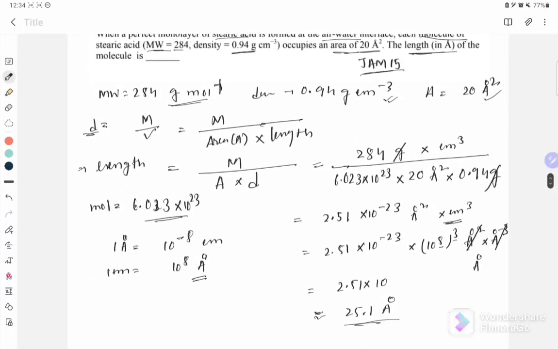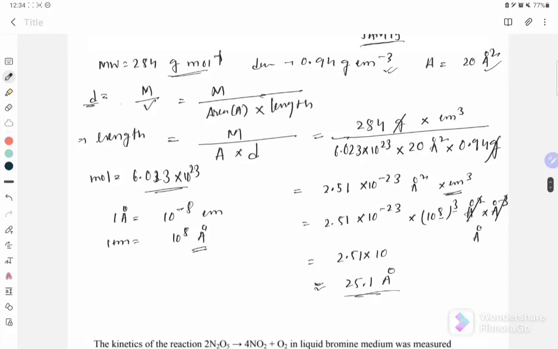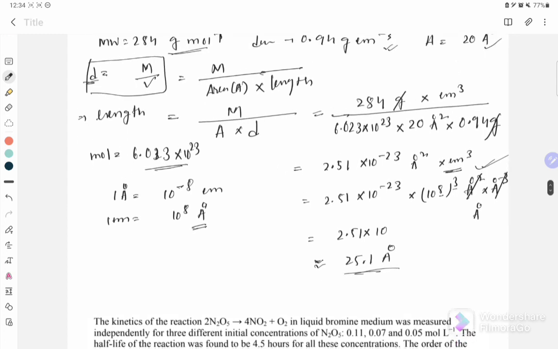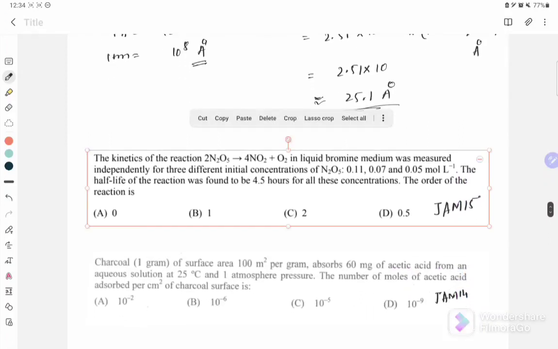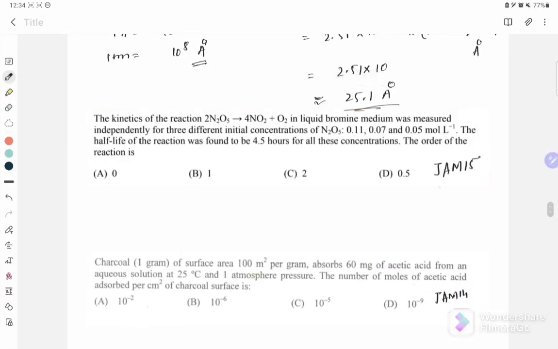Okay, this is a very easy one, you just have to remember that D is equal to m by v, and you just have to take care about the unit, because that is very confusing here. So next question that came in JEE Main 15.